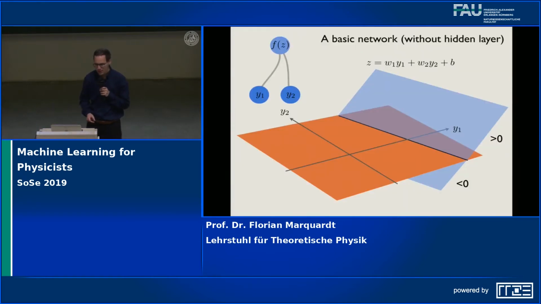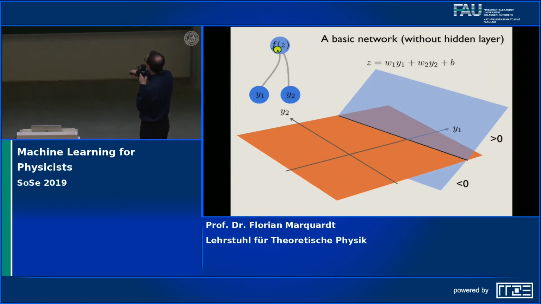I also visualized what happens here. If you have only two input neurons and one output neuron, then you can plot the two input neurons in the two-dimensional plane, and on the vertical axis you would have the output value. Here I only plotted the linear part, which obviously must be a plane. If I have a linear function of two variables, that gives me a plane in such a representation. But then I apply the nonlinear function, and the nonlinear function can be any nonlinear function.